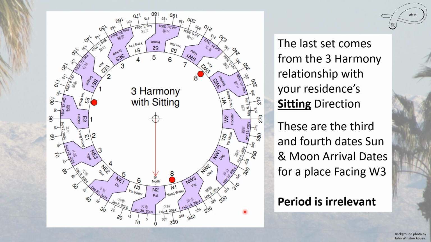Now, the nice thing about this, the period of your house is irrelevant. The period that we are living in is irrelevant. This chart is good for every house that has a definitive facing direction and for any period of the house or where we're living. You only need this chart once for any place that you're living in, and you will know the dates you can renovate.